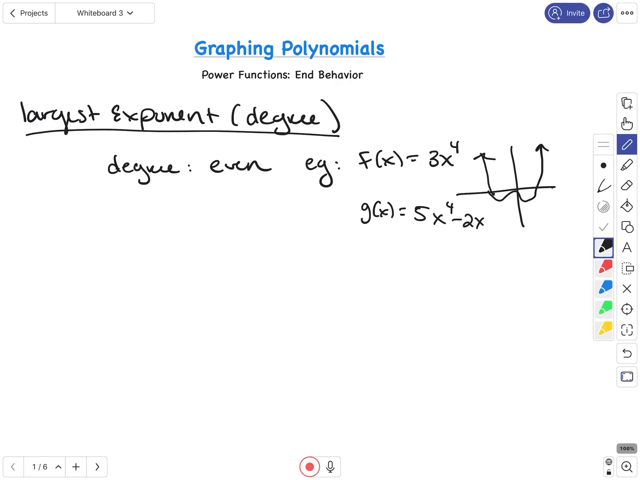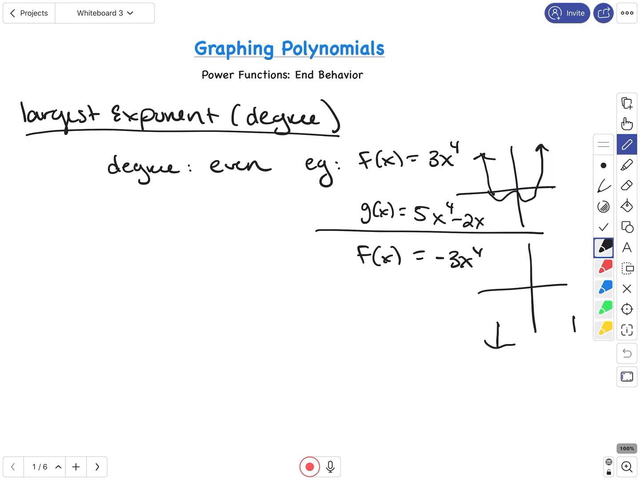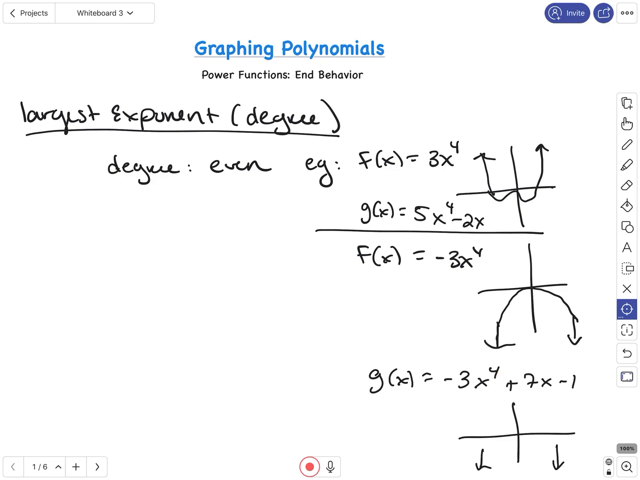If the degree is even and you have a negative leading coefficient, negative 3x to the 4th, that graph will go down on the far left and down on the far right. And I know this one hits at 0 and goes back down, but if I had, say, g of x is negative 3x to the 4th plus 7x minus 1, I might not know what happens in the middle, but I know because my degree is even, because I have a 4 here, and because my leading coefficient is negative, the graph will go down on the left and down on the right. And then I need more information to figure out what happens in the middle.